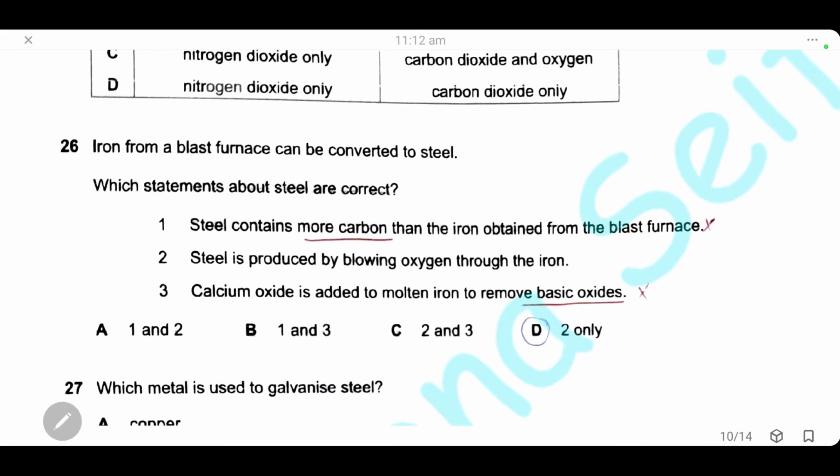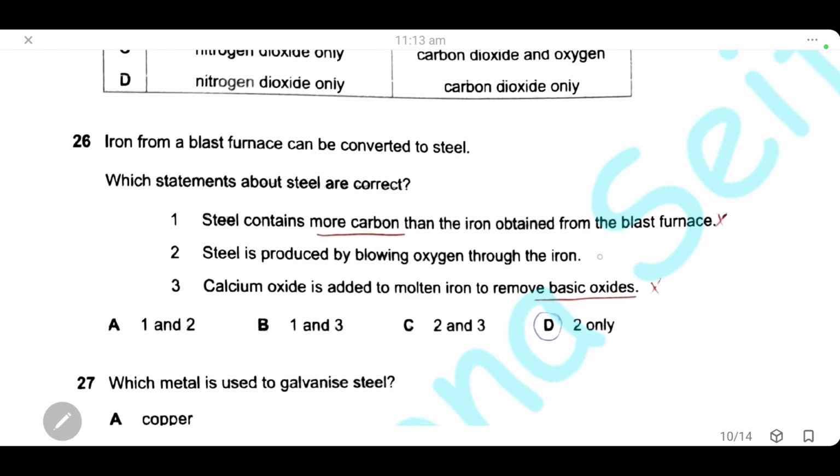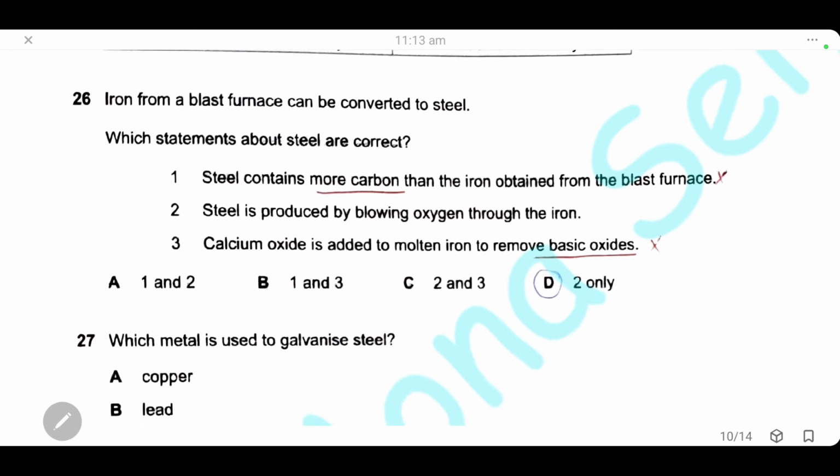26. Iron from the blast furnace can be converted to steel. Which statement about the steel is correct? 1. Steel contains more carbon than the iron obtained from the blast furnace. Of course, this is wrong. Steel contains less carbon. 2. Steel is produced by blowing oxygen through the iron. This is a correct statement. 3. Calcium oxide is added to the molten iron to remove basic oxide. This is wrong because calcium oxide is basic, so it will remove acidic oxide. We have only statement 2 correct, and the answer is D.